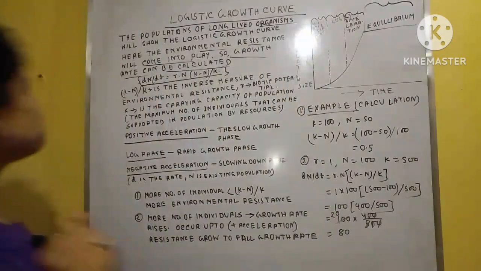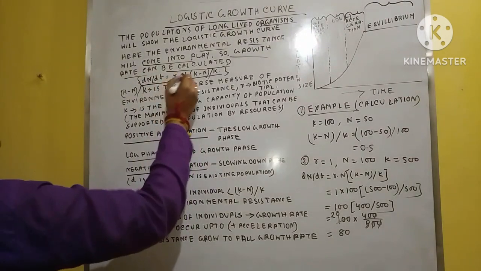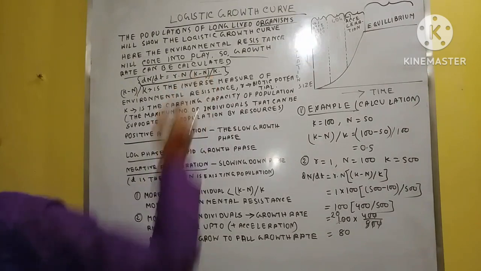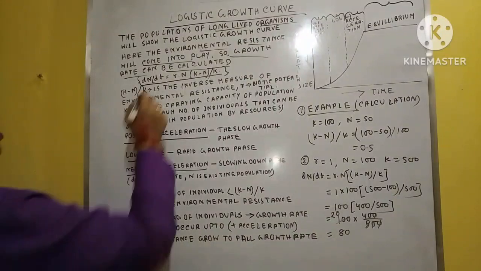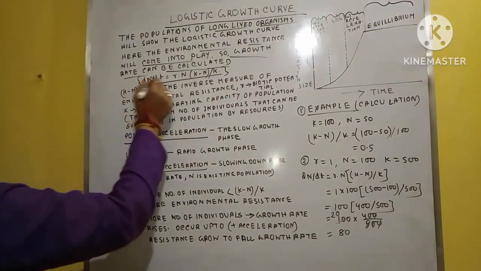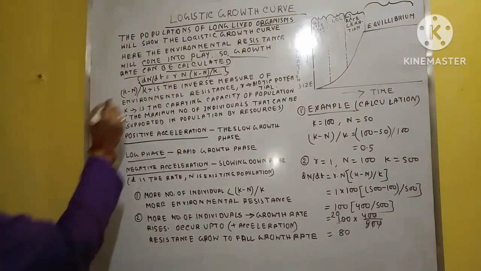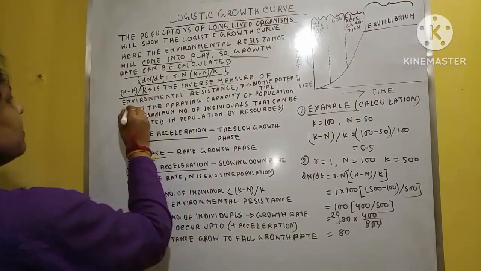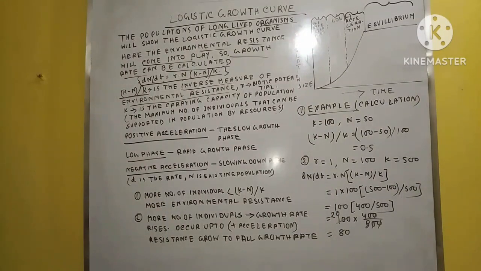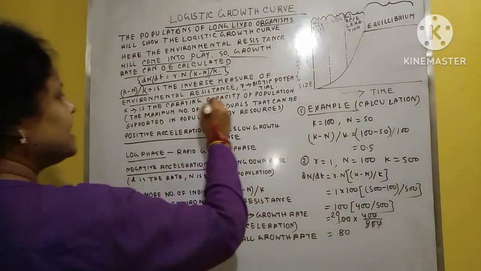So here is the formula: dN/dt equals r N (K minus N) divided by K. This is the equation. What is that? dN/dt equals rN(K minus N)/K. And this (K minus N)/K is the inverse measure of the environmental resistance. r is naturally the biotic potential, and K is the carrying capacity.